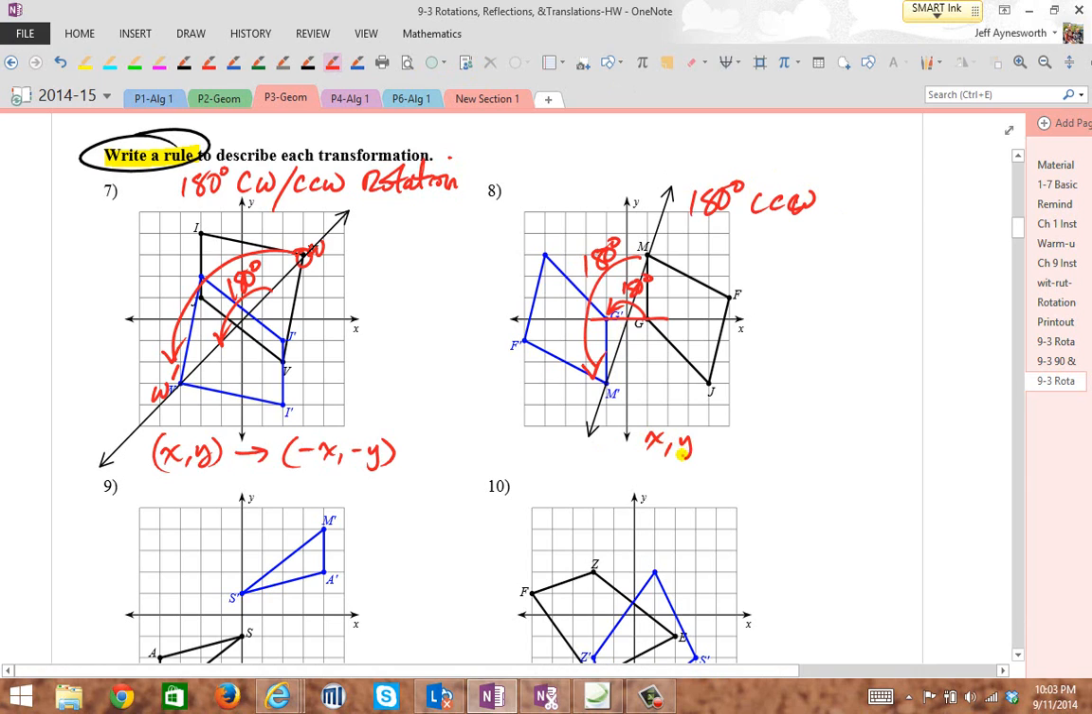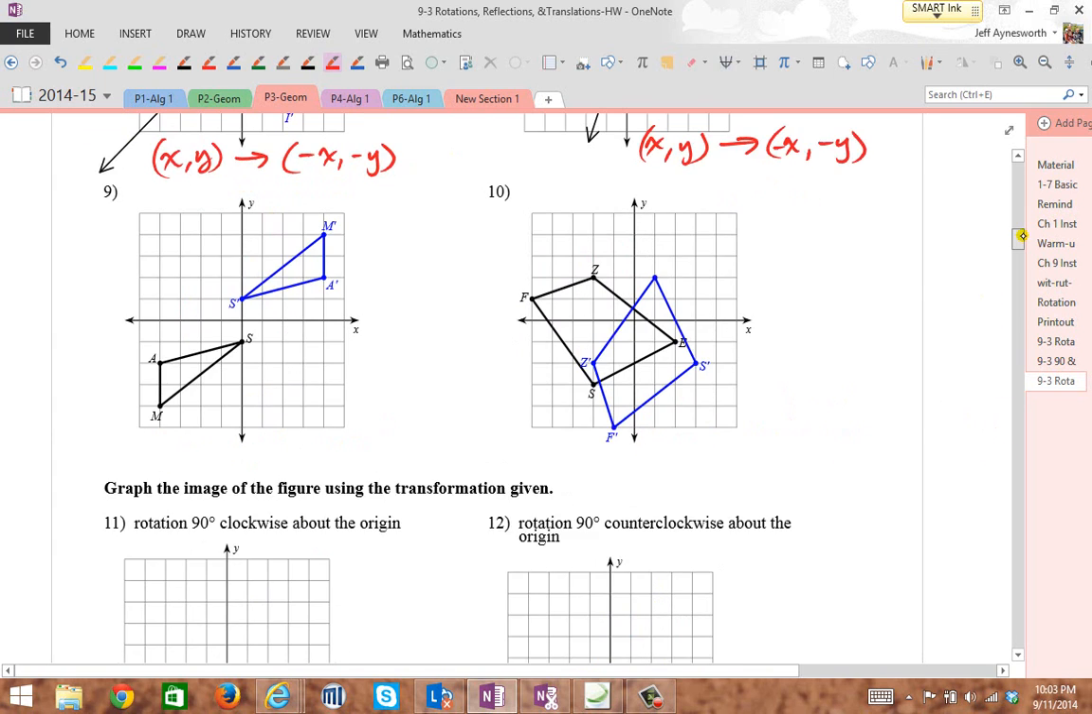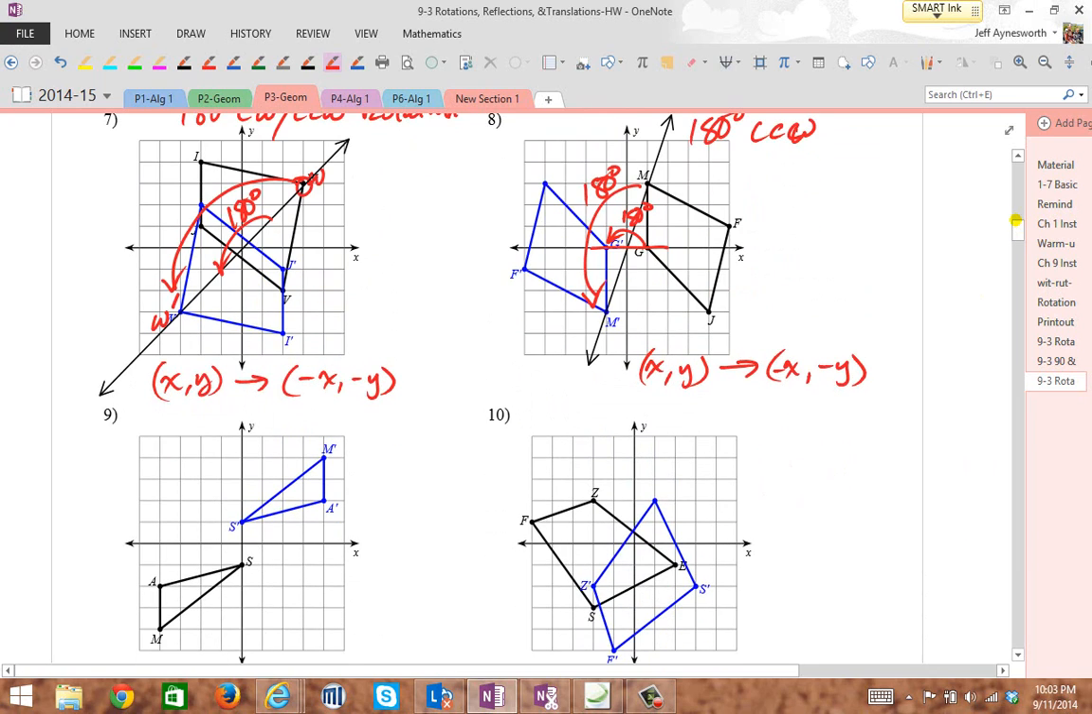So this one, same thing. Every point gets transformed or rotated to opposite of x, opposite of y. All right, so let's take a look at this again. Here, look at this, S to S prime. Right through the origin here, from here to here. Again, that's a 180-degree rotation. Let me draw another line again here, from A to A prime.